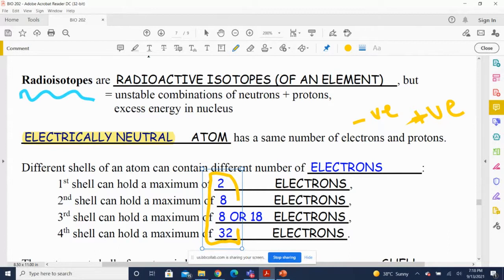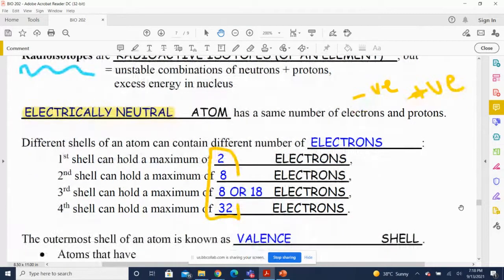And if you're curious about where this 18 comes from, I'm totally happy to provide you an explanation of that, but let's do it right after the class. So this is what you need to know. Stick to those 2, 8, and 8.